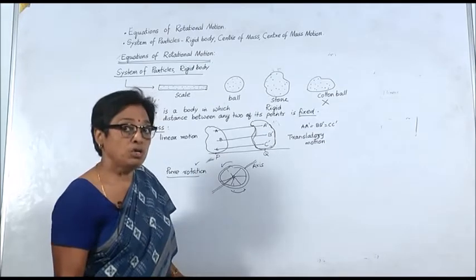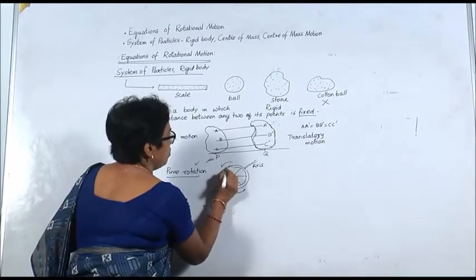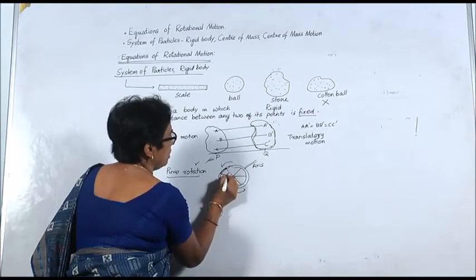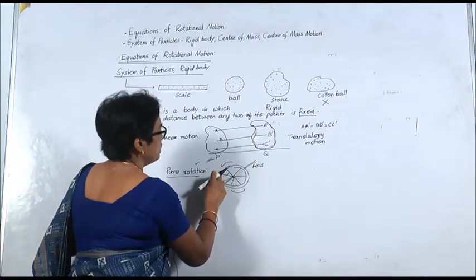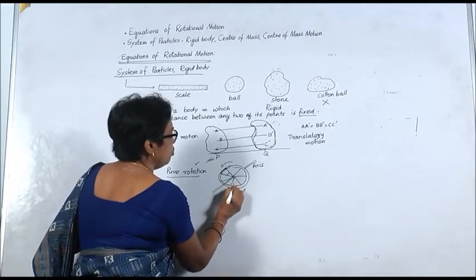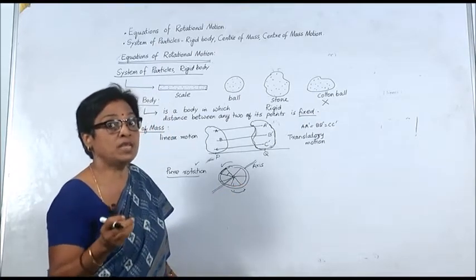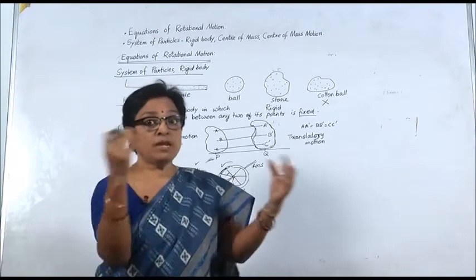So how will you say that it is a pure rotation? That means if one point has moved through an angle, let us say 10 degrees, then another point will also move through the same 10 degrees. So the angular displacement is the same, the angle covered will be the same.